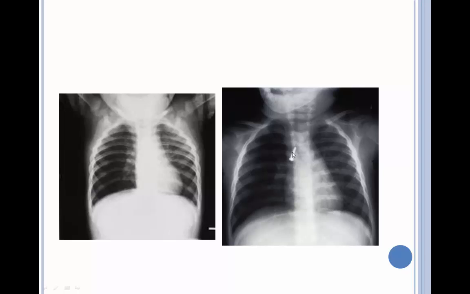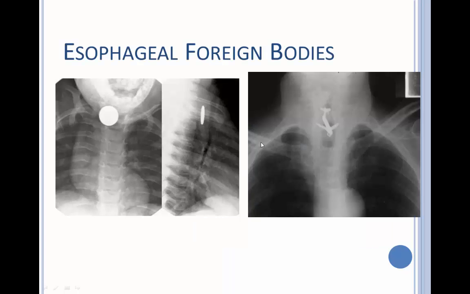This is another foreign body lodged in the right main stem with hyperexpansion. This is esophageal, a coin, and another coin. Look, this is a tiny, tiny airplane.